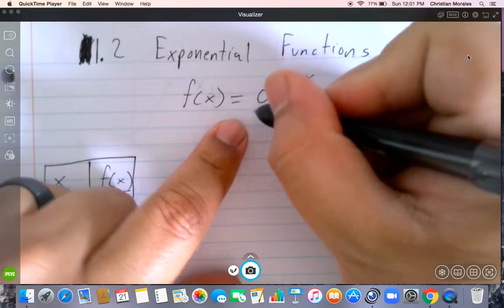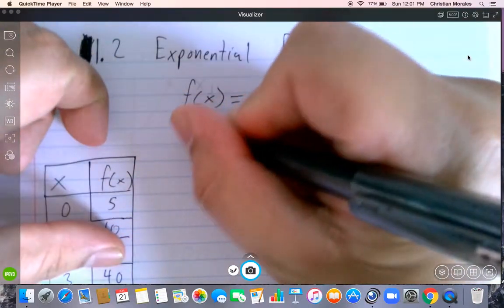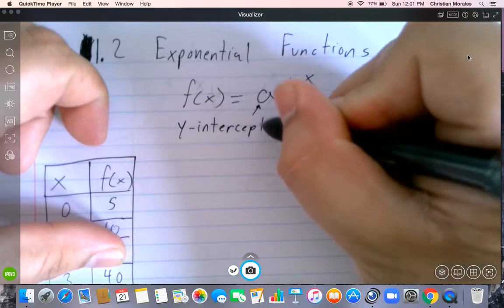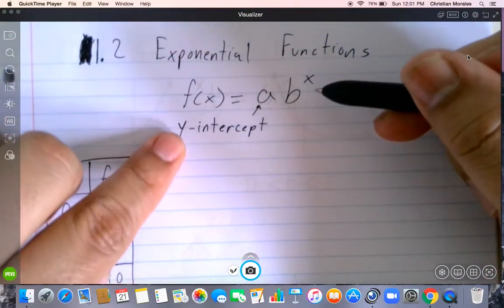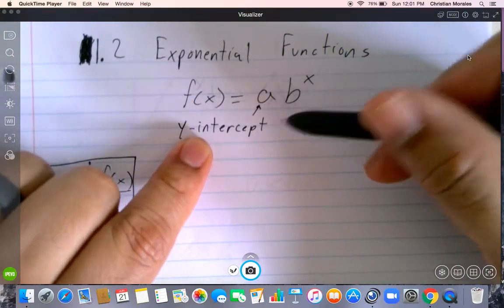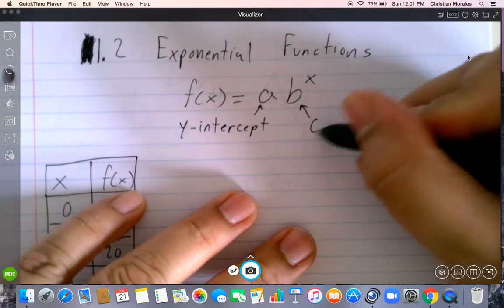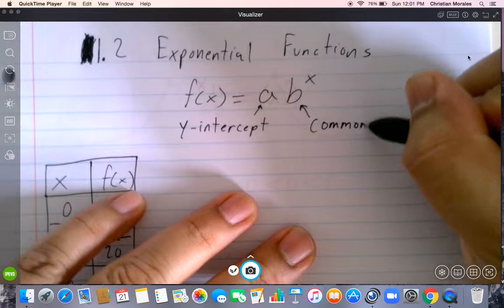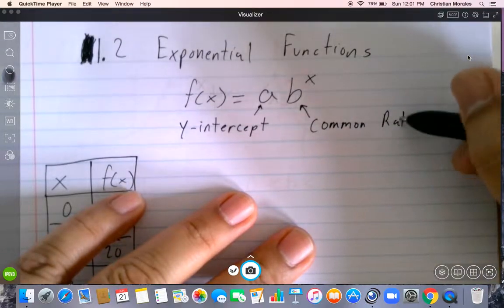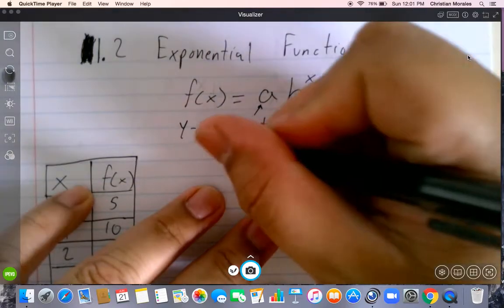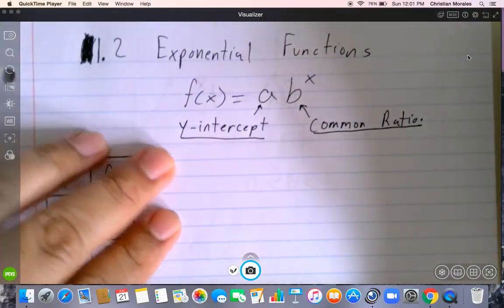Now, the a, we call this the y-intercept. I know it's different from the other one. In the linear formula, the b was your y-intercept. Not here. That first number is your y-intercept. The b, we call it the common ratio. Okay, now I'm going to give you some non-math words for this, okay?